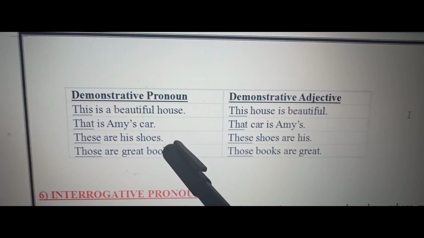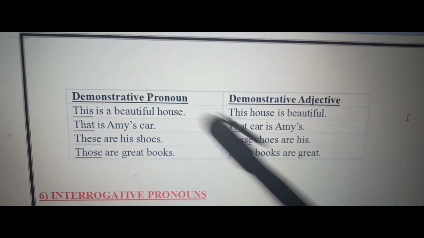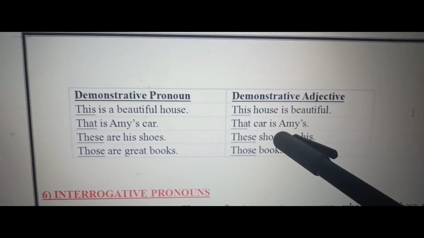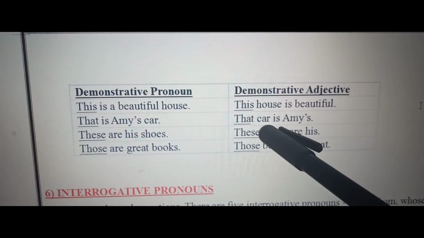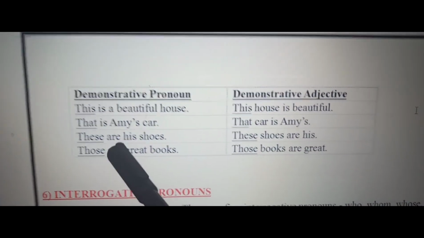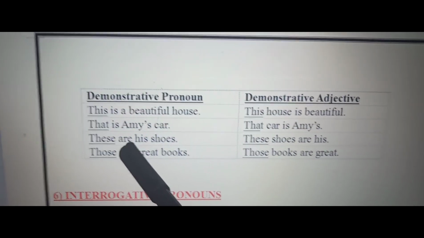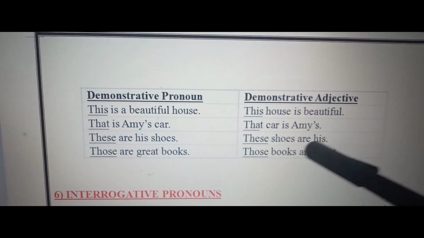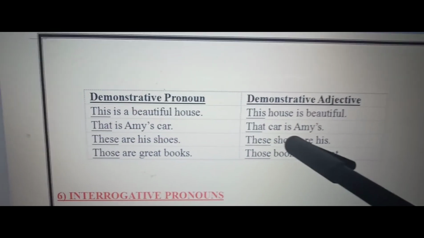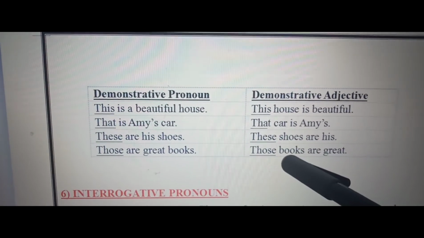That is Amy's car. Now it is a pronoun, because we have used it in place of a noun. That car is Amy's. Now here that is a demonstrative adjective. We have used it before the noun car. These are his shoes. Here we are pointing out that these are his shoes. These shoes are his. Now here shoes is a noun and we have used the demonstrative adjective these before the noun shoes.